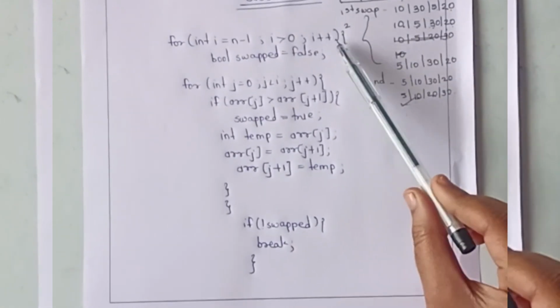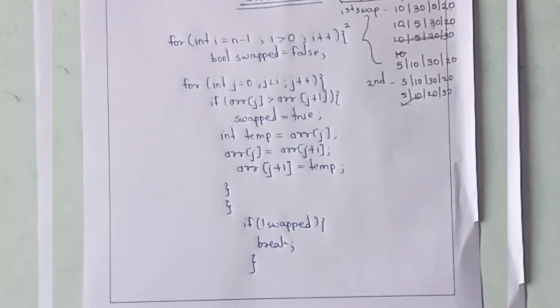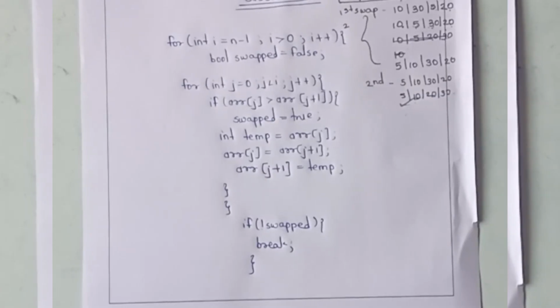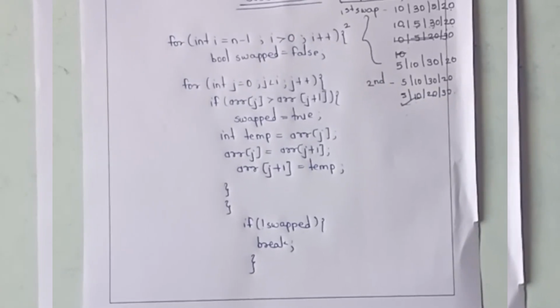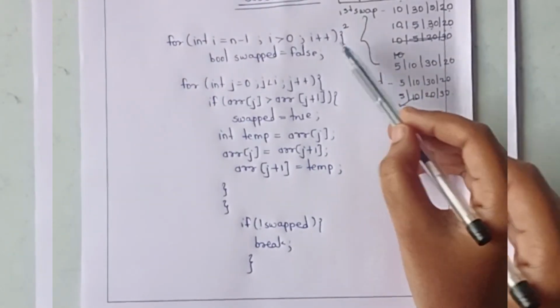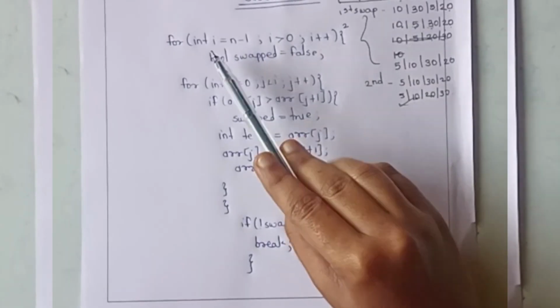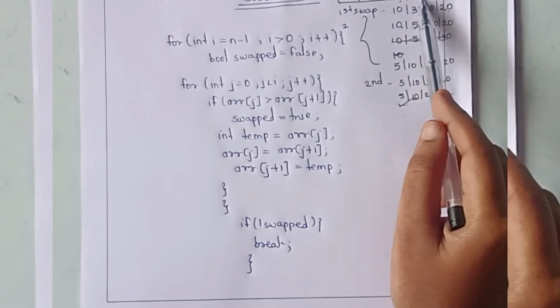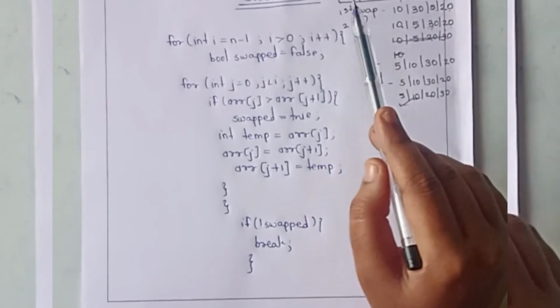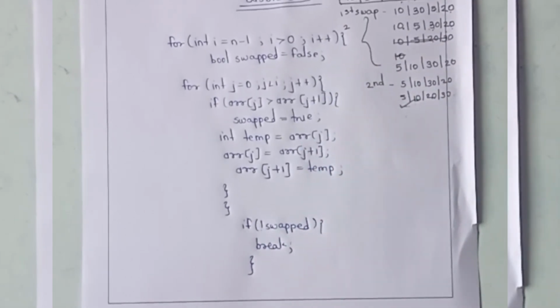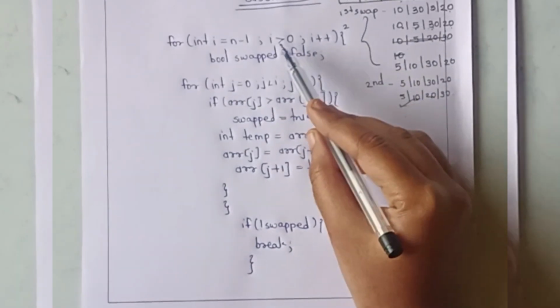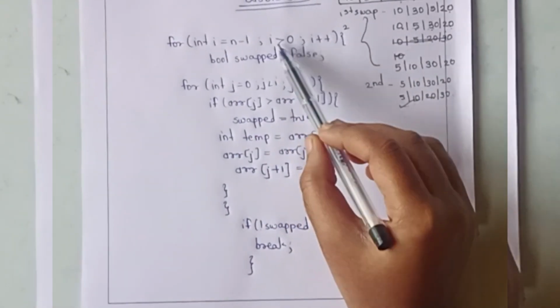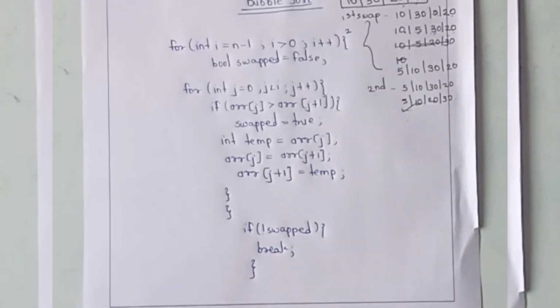So first we are using two loops. The time complexity of this bubble sort will be big O of n square, and in the best case it will be big O of n. So we are using the first loop and the second loop. In the first loop we are moving our i from the n minus 1 position, means the second last position of our array. It will go till i is greater than 0, means this loop will work till our i is greater than 0, and it will decrease our i.